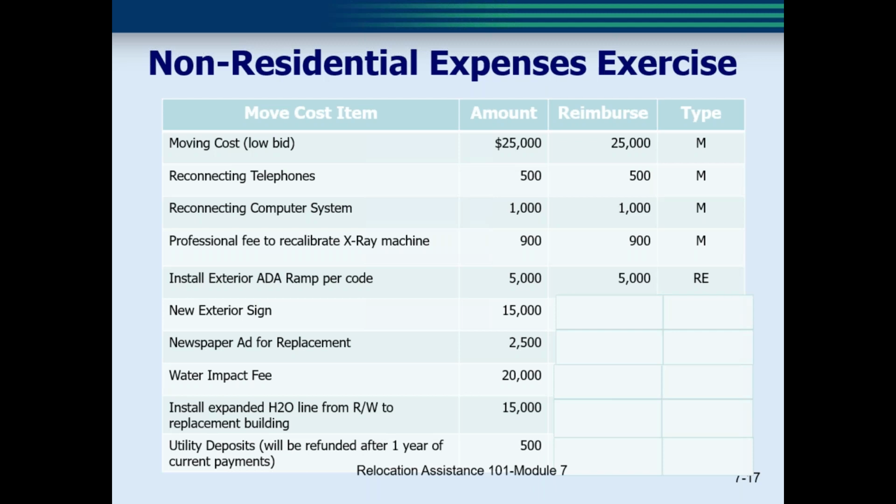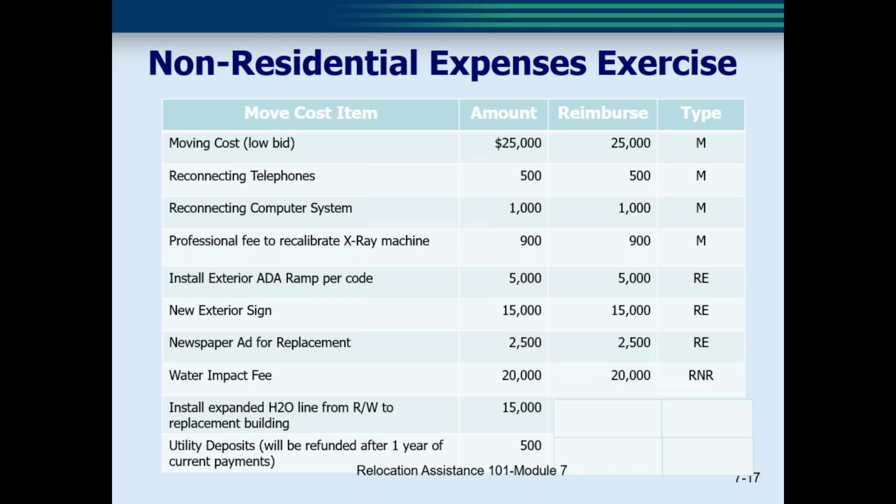We've got install an exterior ADA ramp per code. That would fall under reestablishment. We've got the exterior signage. Again, that would fall under reestablishment. Advertising the replacement site in a newspaper would be reestablishment, and it is reimbursable.